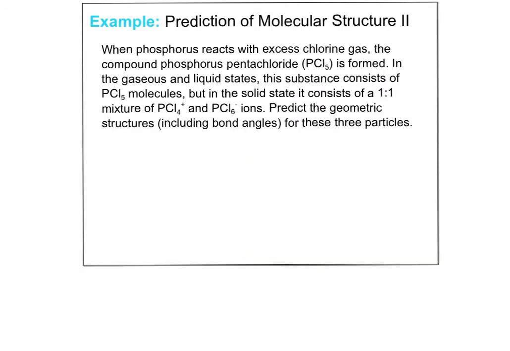All right, so when phosphorus reacts with excess chlorine, the compound phosphorus pentachloride, penta is 5, PCl5 is formed. In the gaseous and liquid states, the substance consists of PCl5 molecules, but in the solid state, we have a 1-to-1 mixture of PCl4 plus and PCl6 minus ions. So they want us to do our geometric or our VSEPR structures for all 3 of those. Okay, so let's start with PCl5.